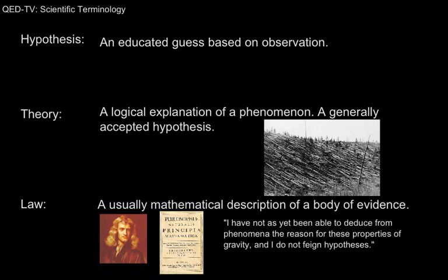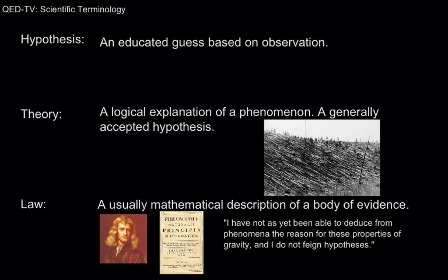Now, there are theories on gravity that have come out since then, a whole bunch of them, and different people line up behind different particular theories. But the difference between a theory and a law is that a law is just a mathematical description of observations, whereas a theory tries to go a little deeper and explain why those observations are occurring.